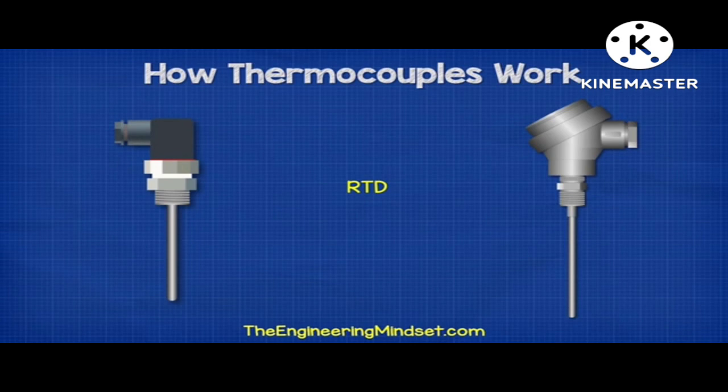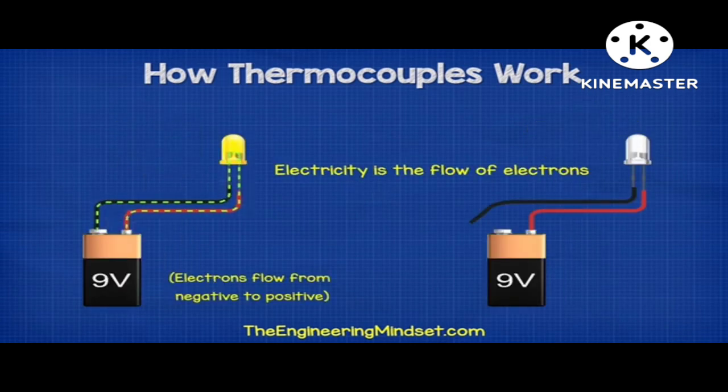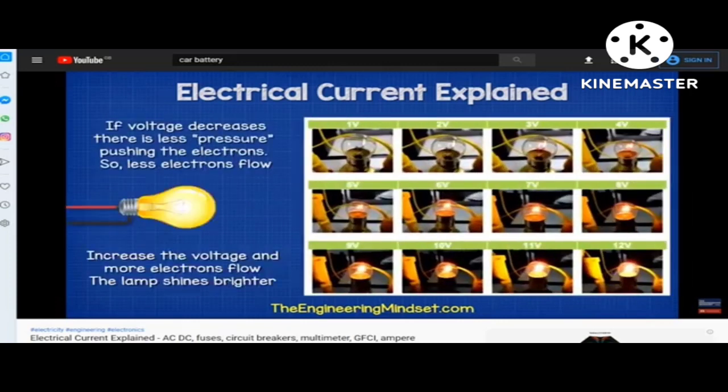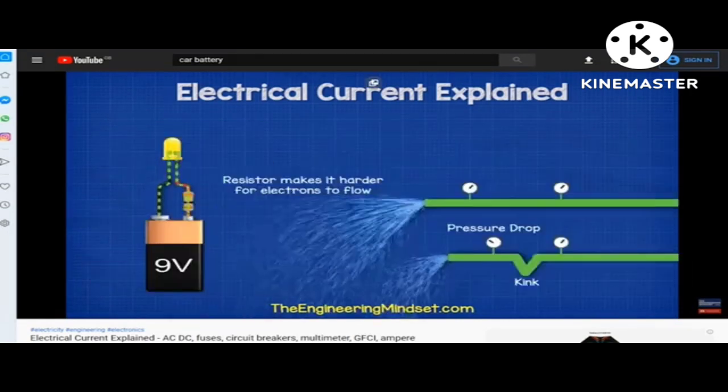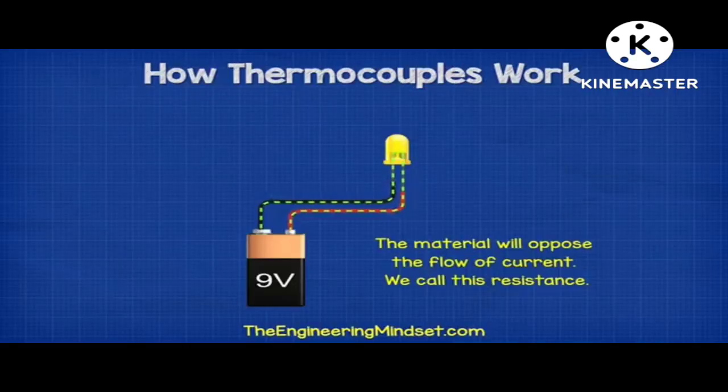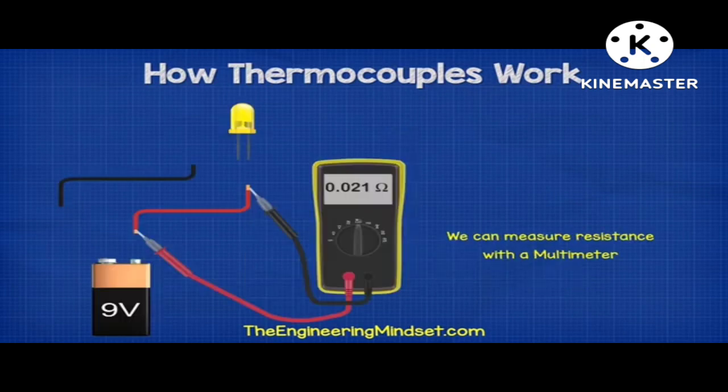How do these work? Well, we know that electricity is the flow of electrons in a circuit. We have covered how electricity works in detail in our previous videos. Do check that out. Links can be found in the video description down below. When we pass electricity through a material, let's say a copper wire, the material will have some resistance to the flow of electrons, and we can measure this resistance with a multimeter.